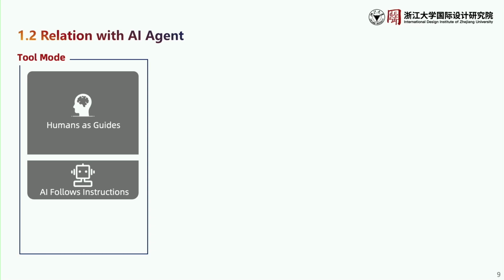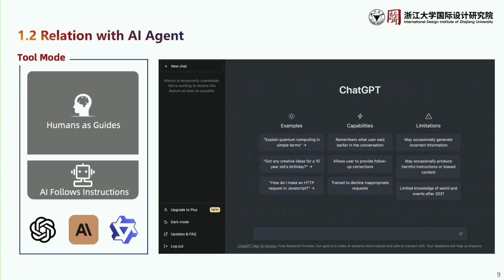In the future, how can designers work with this AI agent? This is a very simple mode. I call it tool mode. What is tool mode? Tool mode is just like when we use ChatGPT, right? Humans are the guides, and AI always follows instructions. It's also like when we use Photoshop.